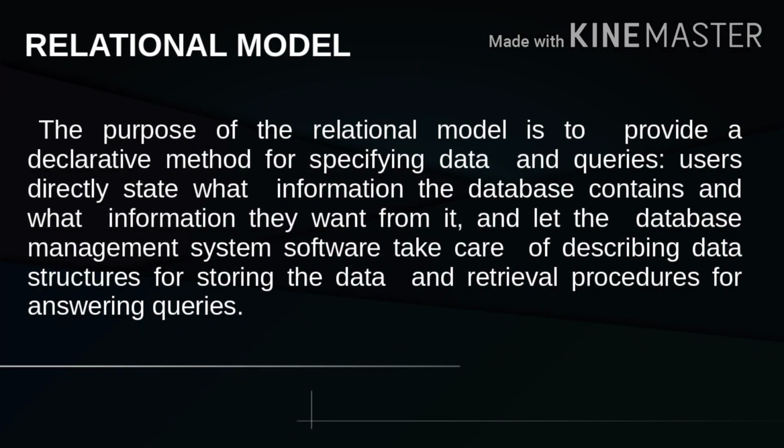Now, we'll discuss the relational data model. So, what is a relational model? A relational model represents the database as a collection of relations. A relation is nothing but a table of values. Each row in the table represents a collection of related data values. Each row represents a real-world entity or relationship.